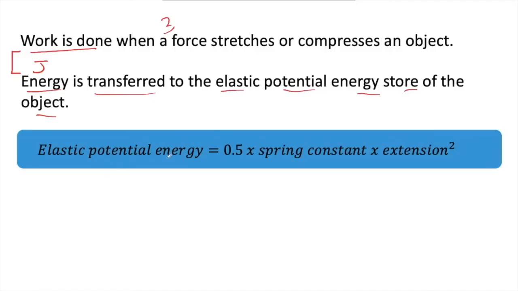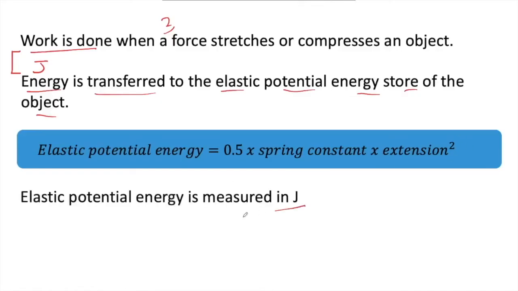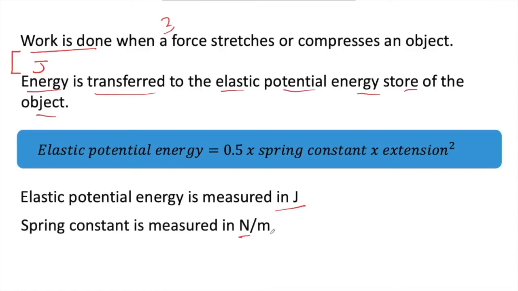We have elastic potential energy is equal to 0.5, which is a constant, that stays the same, multiplied by spring constant, multiplied by extension squared. And we measure elastic potential energy in joules, spring constant in newtons per metre, and extension in metres.